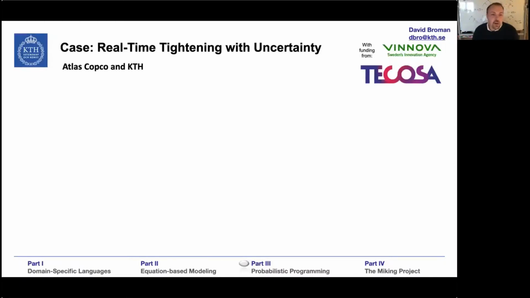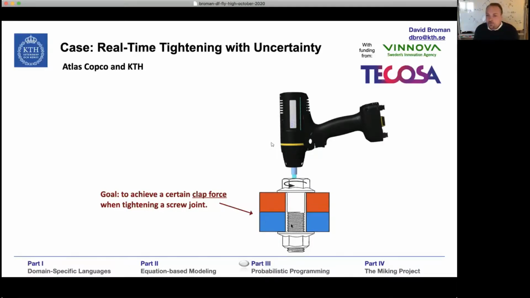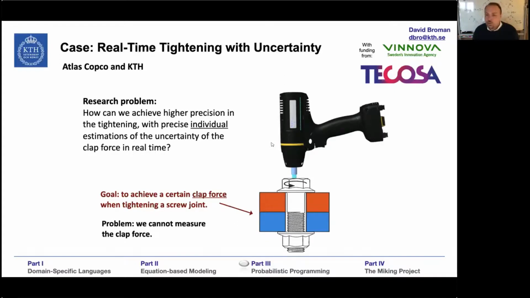Some cases here. One project we have in Vinnova, the Ticosa Center, is together with Atlas Copco, where we make use of probabilistic programming. The problem is that they are leaders in tightening joints, and here you want to get a certain clamp force when putting together two materials. But the problem is that you cannot measure the clamp force. So you want a very precise clamp force without being able to measure it. That sounds like an estimation problem. The research problem we are looking into is how to create PPL models so that we can estimate that and then get better tightening.